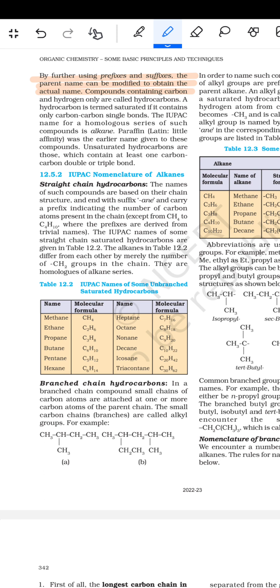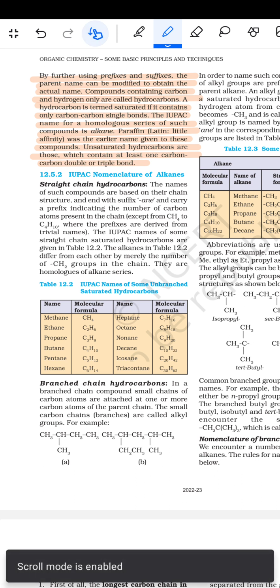Compounds containing carbon and hydrogen only are called hydrocarbons. A hydrocarbon is termed saturated if it contains only carbon-carbon single bonds. The IUPAC name for a homologous series of such compounds is alkane, earlier called paraffin, from the Latin for little affinity. Unsaturated hydrocarbons are those which contain at least one carbon-carbon double or triple bond.